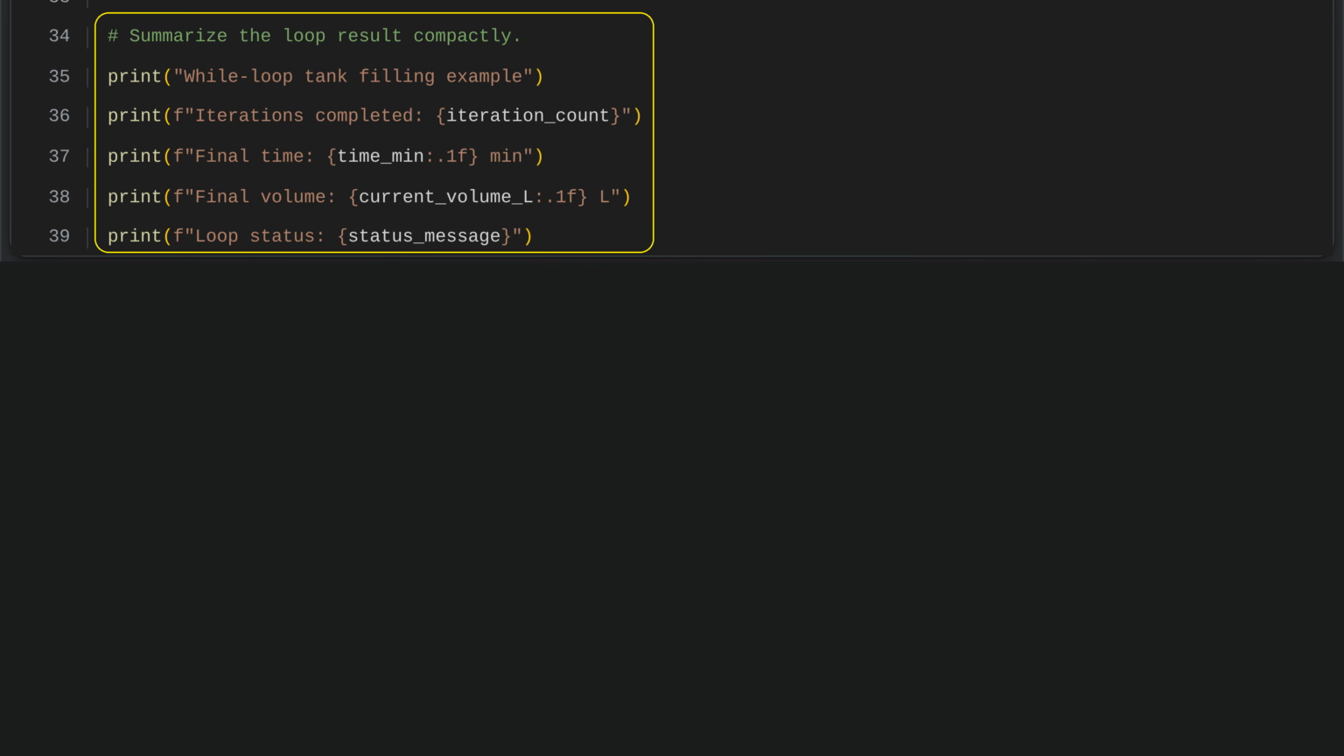This output summarizes a while loop used to model tank filling. It reports how many iterations ran, the final elapsed time, and the final tank volume, with the time and volume shown to 1 decimal place. It also gives a status message explaining whether the target volume was reached safely or the process stopped because of the safety limit.